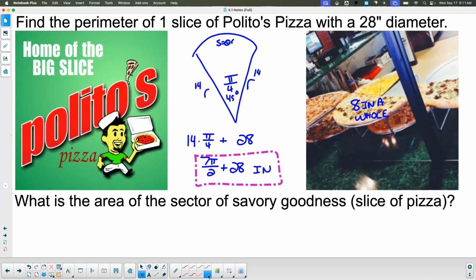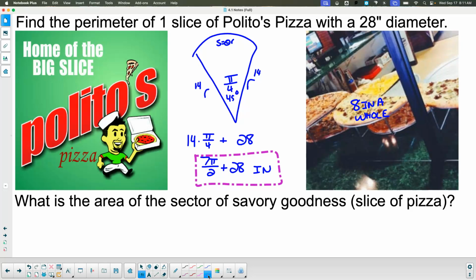How do we fix the calculator to make it show the fraction version, not the rounded decimal? You type it in as a fraction. Can't use pi. So you just have to type in 14 divided by 4.